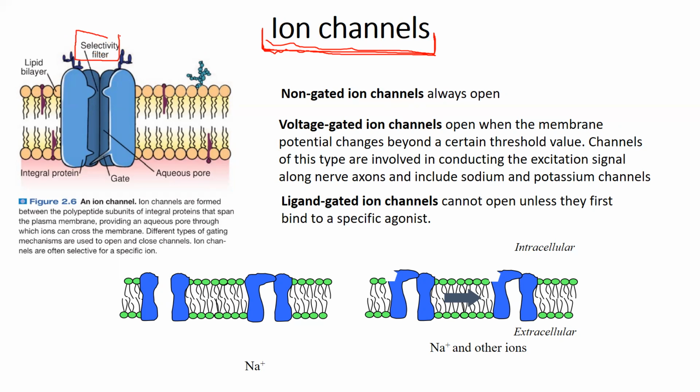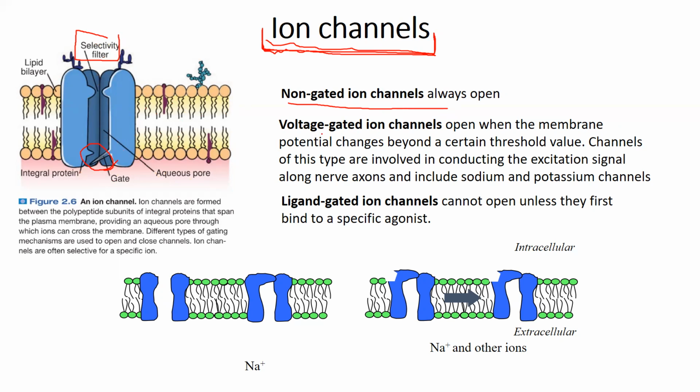So there are ion channels which are exclusively selective for sodium. Okay, and there are ion channels which only allow, for example, potassium. So they are highly selective. Also, these ion channels have a gate where they open in response to a specific stimulus, okay? Some of them, very few of them, are non-gated, okay?